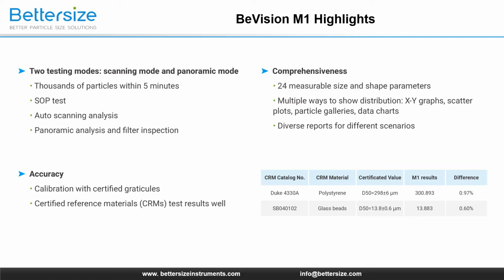Same as Navision S1, Navision M1 is also accurate and helps to make a comprehensive validation of particles. Every instrument of the Bevision series is calibrated with certified graticules and passed the Certified Reference Materials test.